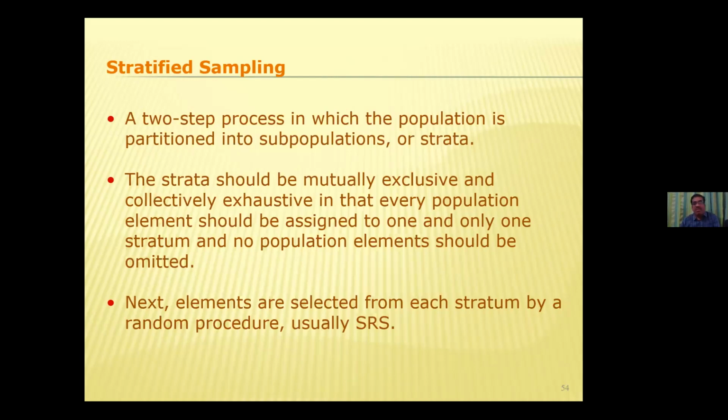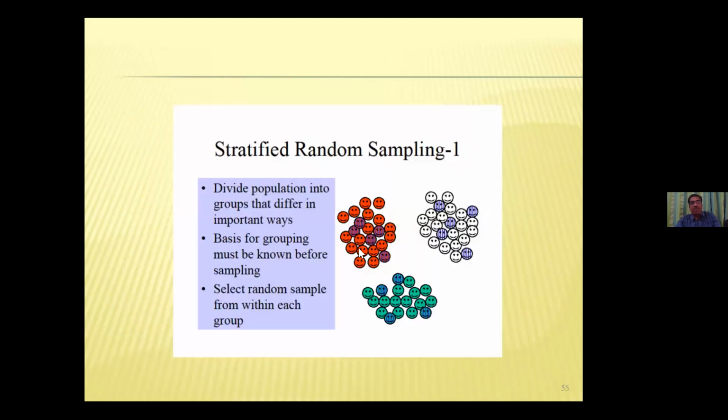It is a two-step process in which the population is divided into subpopulations or strata. Strata means groups. The strata should be mutually exclusive and collectively exhaustive, in that every population element should be assigned to one and only one stratum and no population element should be omitted. Next, elements are selected from the strata by simple random sampling. That means we divide the population into groups that differ in important ways. The basis of grouping must be known before the sampling, so strata should be decided in advance.